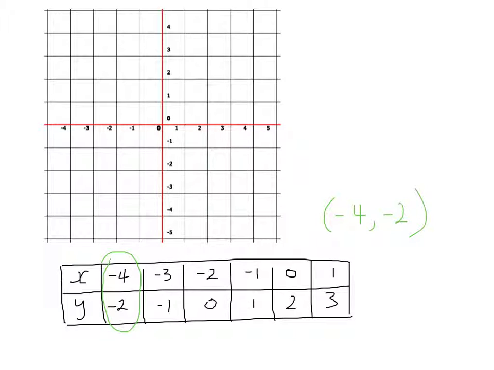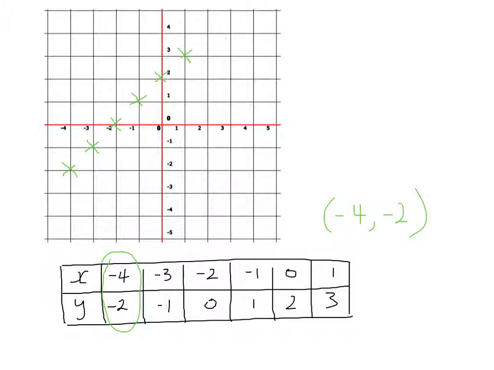So let's take these points and we'll plot them. So we'll go across to -4 and come down to -2, like so. -3, we come across to -1. -2 is at 0. -1 is at 1 on the y-axis. 0 on the x goes to 2 on the y. And 1 on the x goes to 3 on the y.